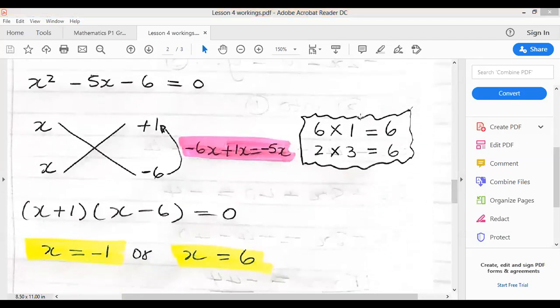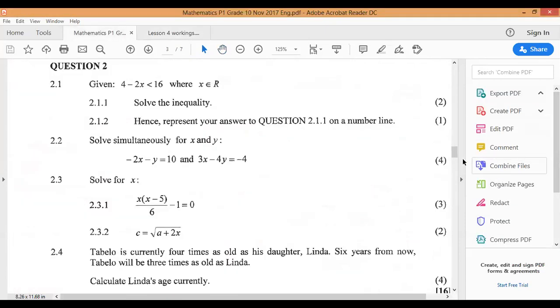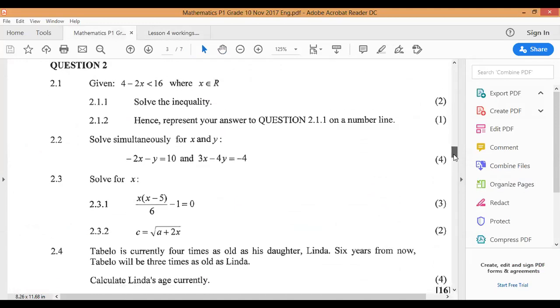I hope you understand everything now. Okay, cool. Let's look at the last one. This is the most challenging question and we call these word sums, guys.